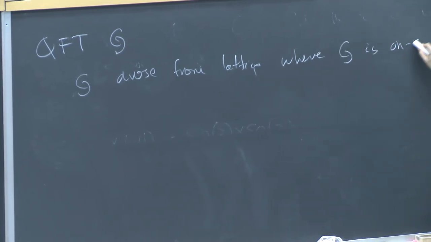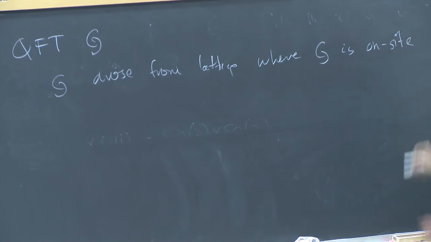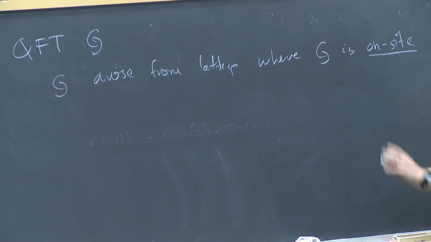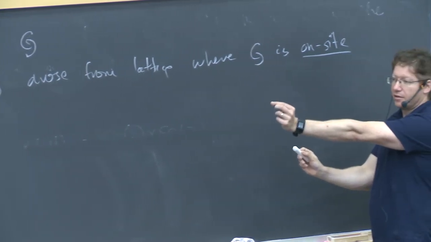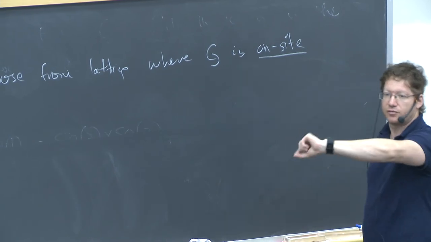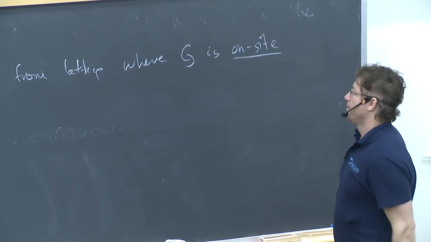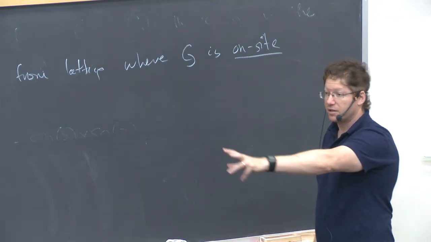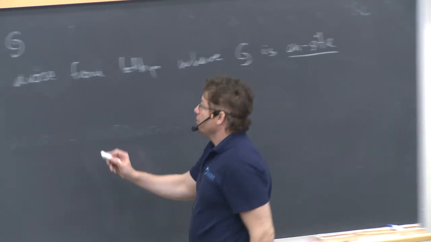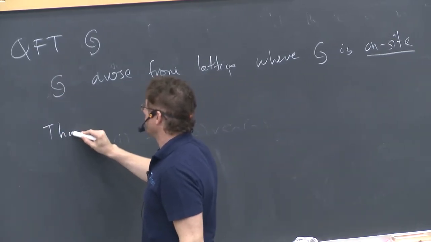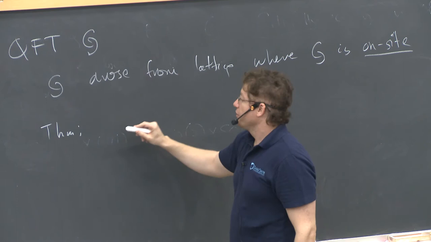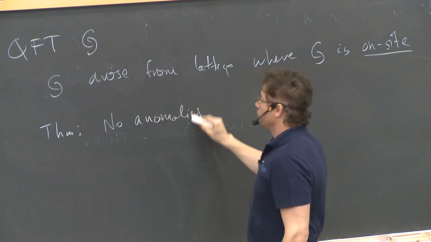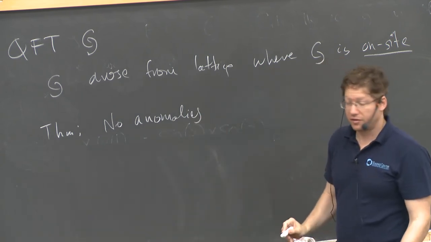What does on site mean? It means that it does not involve lattice space-time symmetries. So the G symmetry was completely visible on one site. You didn't have to involve lattice rotations or lattice translations. Suppose this is true. For example, this is true for all the Ginzburg-Landau constructions of spins and magnets. Then there is a theorem: this quantum field theory has no anomalies. So this kind of construction would never give a system with anomalies.